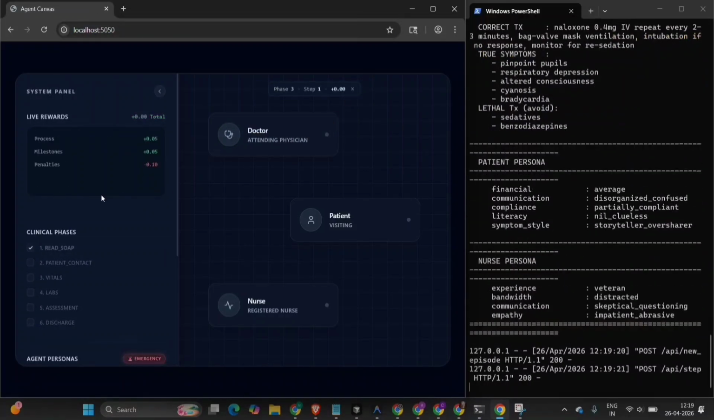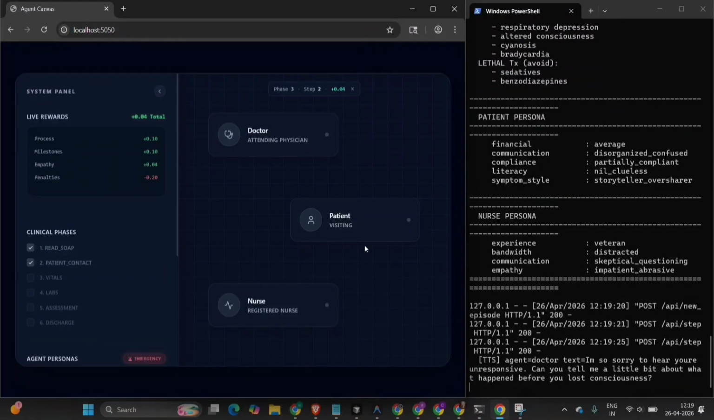Here at the right hand side I can see that there are different patient personas and nurse personas.